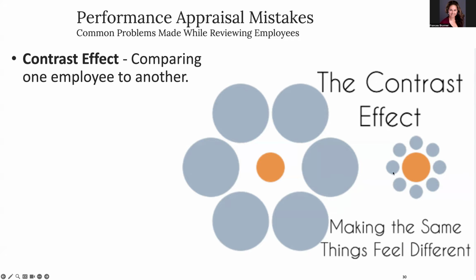This is visually displayed with the same size circle being represented in two different manners. As we can see, the circle on the right looks significantly larger because it is surrounded by much smaller circles. The circle on the left looks significantly smaller in comparison to the large circles around it. The contrast effect makes the same things feel different.